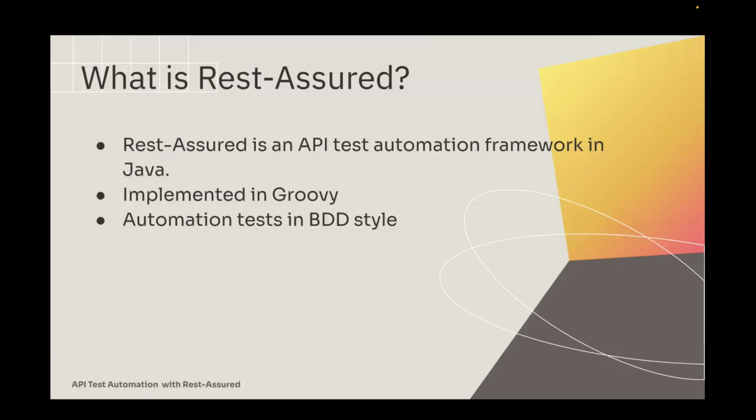REST Assured allows testing different HTTP methods of RESTful APIs, including GET, POST, PUT, PATCH, OPTIONS, HEAD, and DELETE. It supports testing RESTful GraphQL APIs, which send and receive data in JSON format, and SOAP APIs, which send and receive data in XML format. REST Assured can be integrated with JUnit and TestNG testing frameworks.